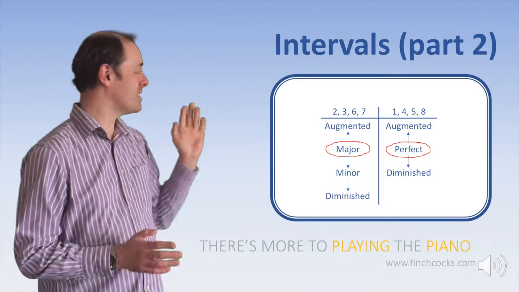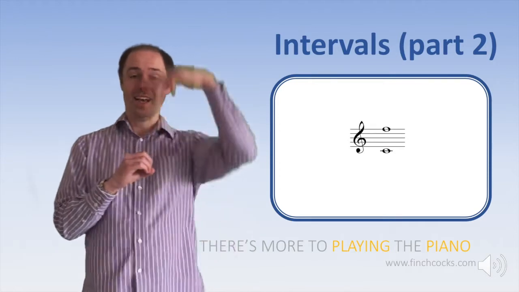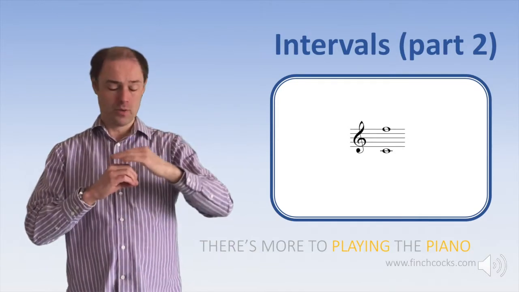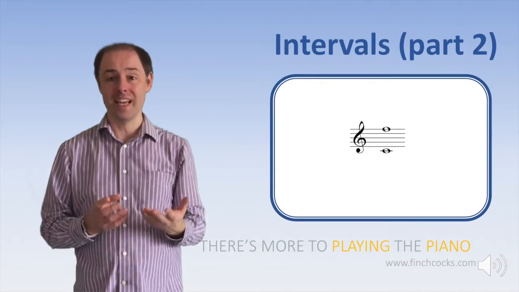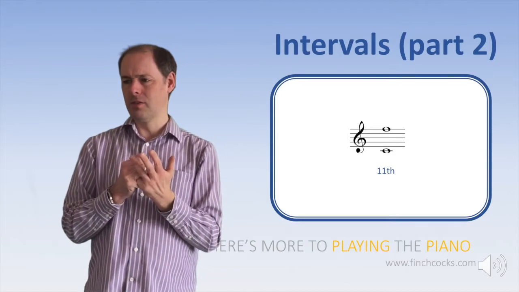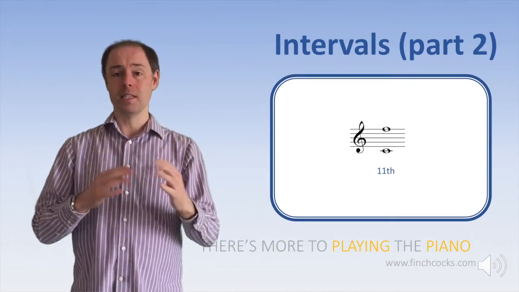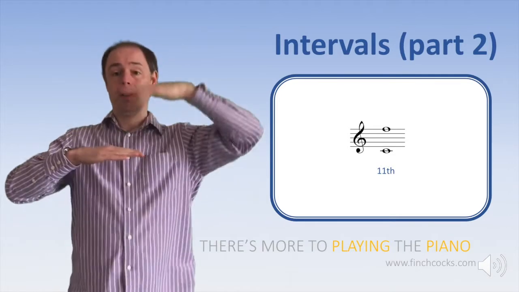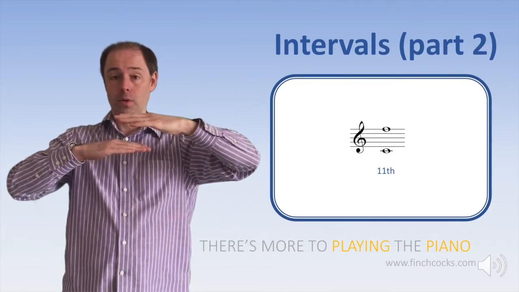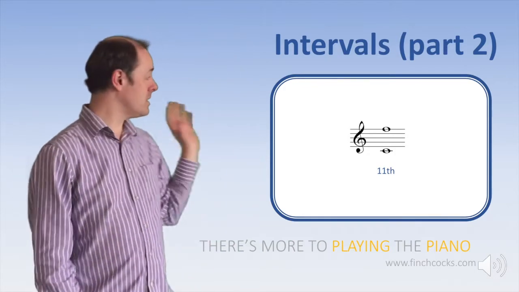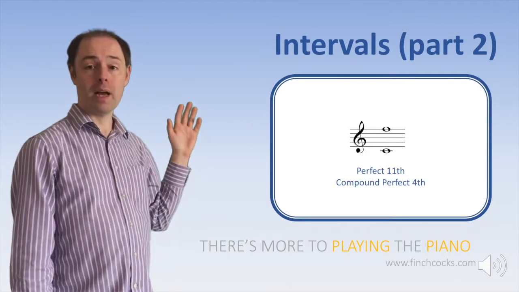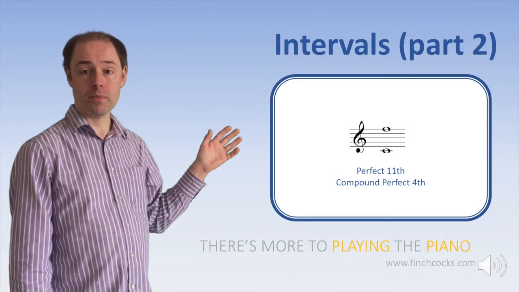Now, take a look at this interval. It's a middle C and a top F, more than an octave. Now, we could count all the numbers and we'd discover that we've got an 11th. But we might be a little unsure whether that's major or perfect. So it's sometimes easier to say, okay, we've got an octave and a fourth. C to F is a fourth, and we've got an octave. So this interval has two names. It can be a perfect 11th or a compound perfect fourth.